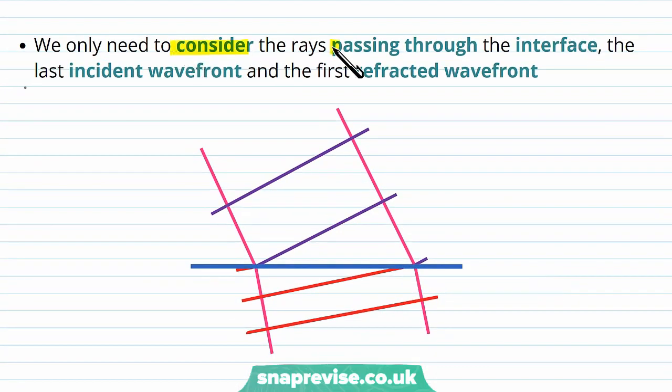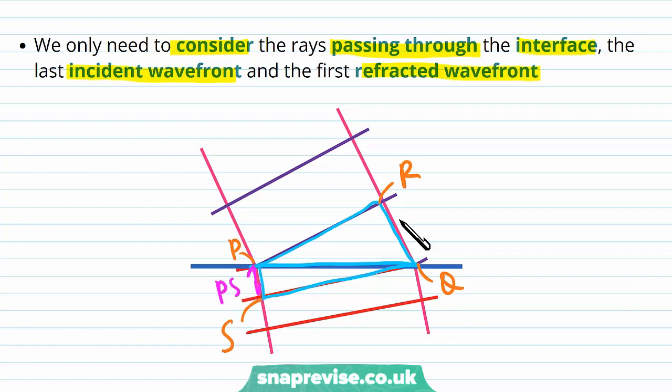We only need to consider the rays passing through the interface, the last incident wavefront, and the first refracted wavefront. So what we mean by this is we're going to consider this triangle here and this triangle here. So we've got our rays passing through the interface, we've got our incident wavefront and our refracted wavefront all here. And we're going to label each corner of this quadrilateral. So this is P, this is R, this is Q, and this is S. So that means we're going to call this side here PS and this side here RQ.